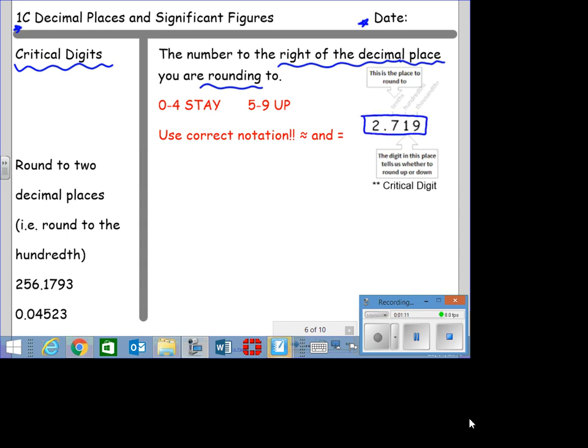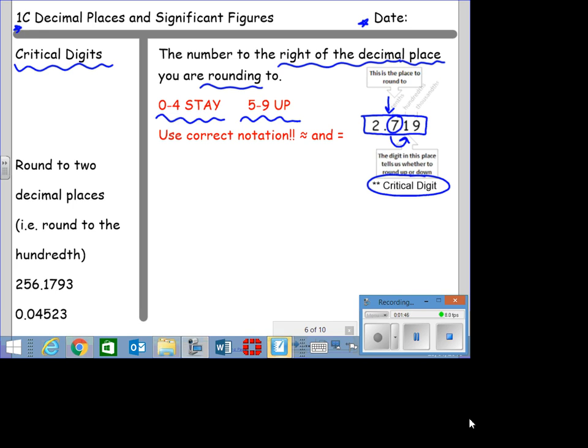2.719. In this example, you're asked to round to the 10th place, which is right here. It's that 7. So that's my 10th. This is the place to round to. That means that I need to look to the right. That is my critical digit. And if that digit is a 0 to 4, then I'm going to keep my answer as 2.7. But if the number is 5 to 9, then I'm going to round the 7 up to an 8.